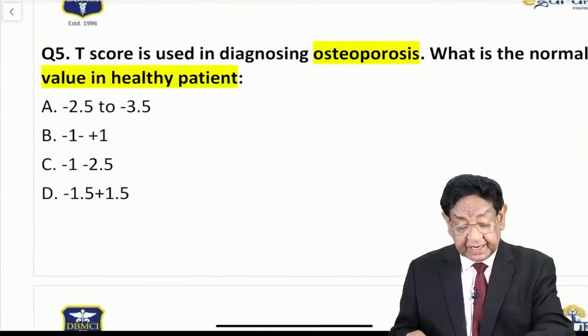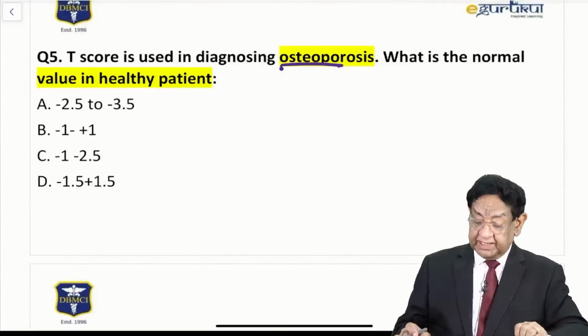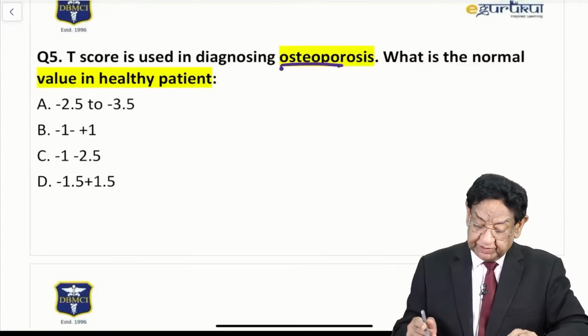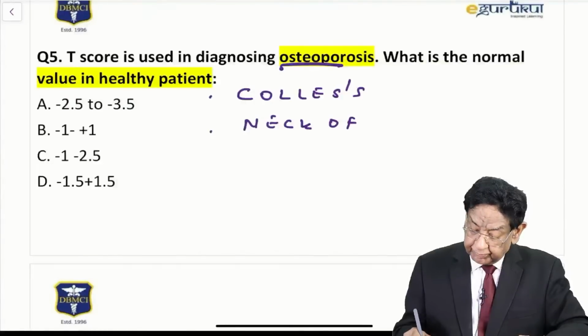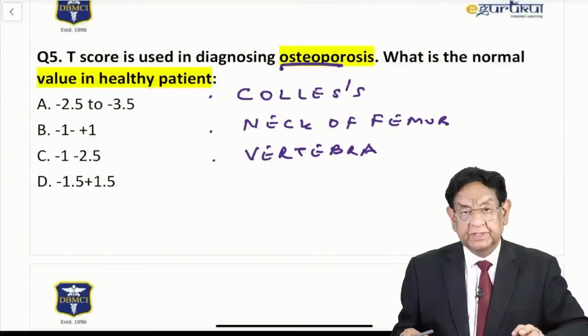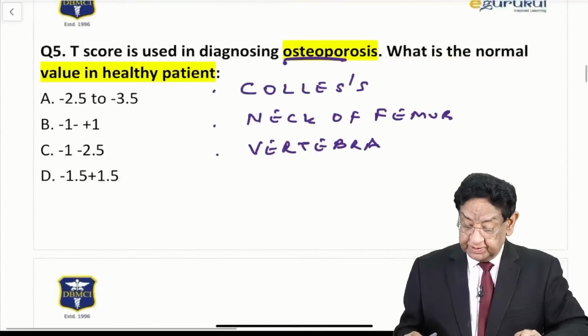The T-score is used in the diagnosis of osteoporosis. It is a well-known disease, more common in ladies after menopause, and that's why these patients are more prone to which fractures? Colles fracture, neck of femur, and vertebra. Because in osteoporosis, the bone is weak.